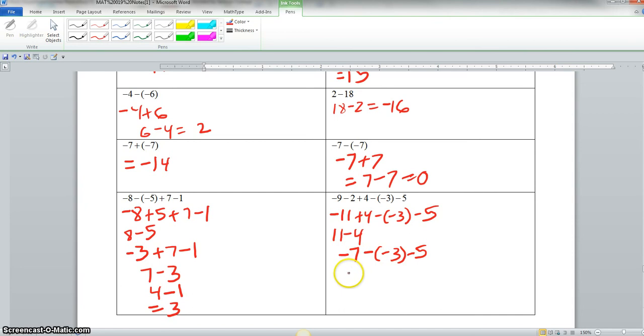Now we know minus a negative 3 would make this positive. So we have negative 7 plus 3 minus 5. Now negative 7 plus 3 is the same as 7 minus 3, which will give us 4. But since the 7 is larger than the 3, we will carry the negative sign. So we have negative 4, and we'll bring down our negative 5. Now we know negative 4 minus 5, they have the same sign. So we add them together and carry the sign. So it'll be negative 9.